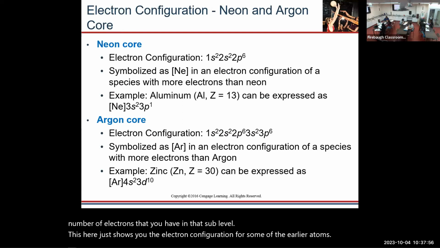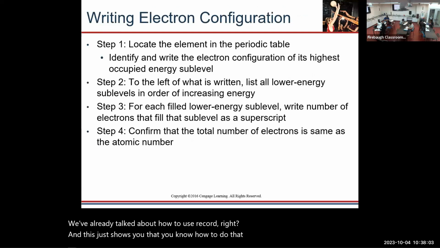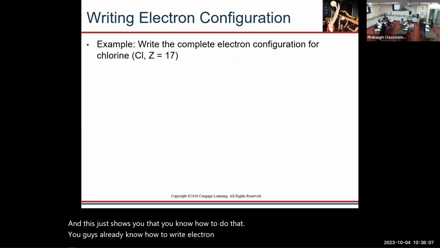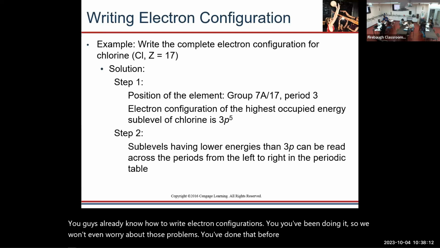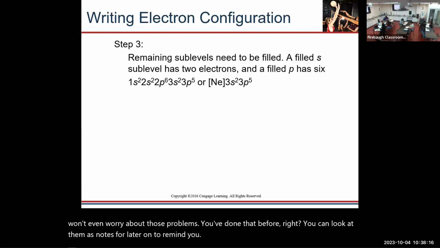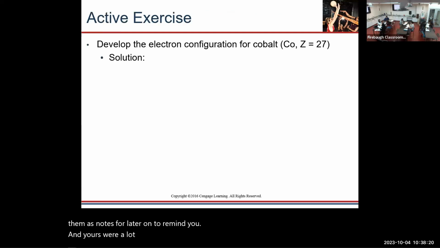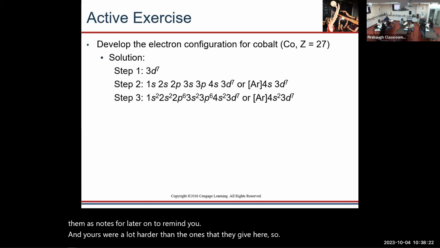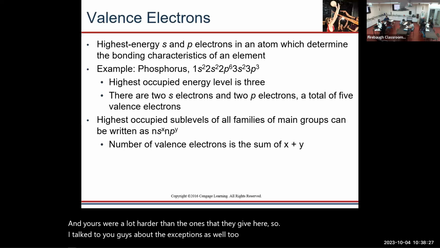We've already talked about how to use the core, right? And this just shows you that you know how to do that. You guys already know how to write electron configuration. You've been doing it, so we won't even worry about those problems. You've done that before, right? You can look at them as notes for later on to remind you. And yours were a lot harder than the ones that they give here. I talked to you guys about the exceptions as well too, right?